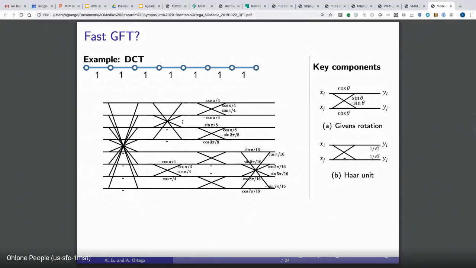Now, if you look at the DCT, remember that this is a line graph with all weights equal to 1. And you have a transform where you first have a butterfly operation with essentially weights 1, minus 1, and then you have a combination of Hadamard units, so plus-minus 1 operations, and some Givens rotations with some angles, right?